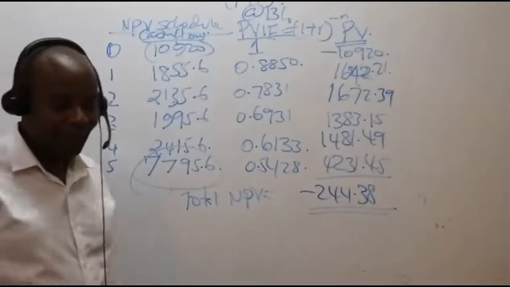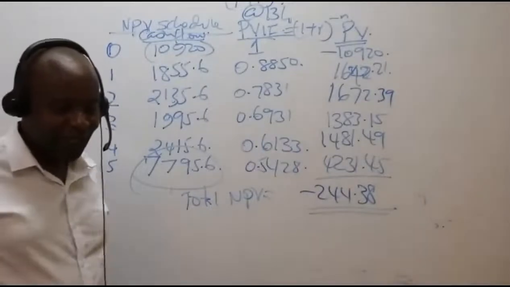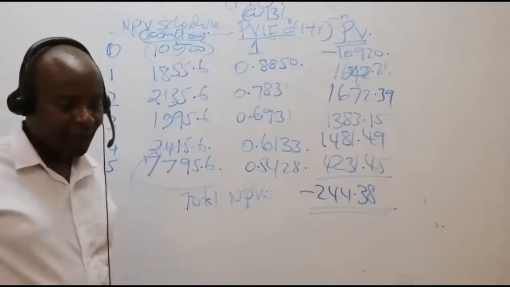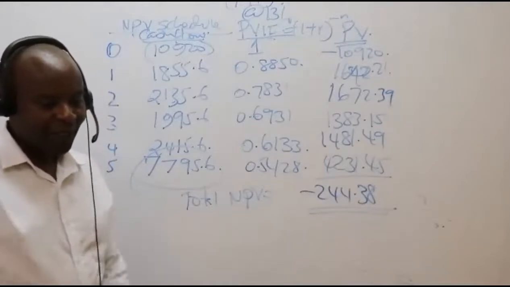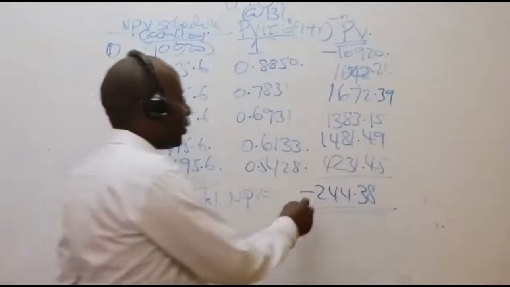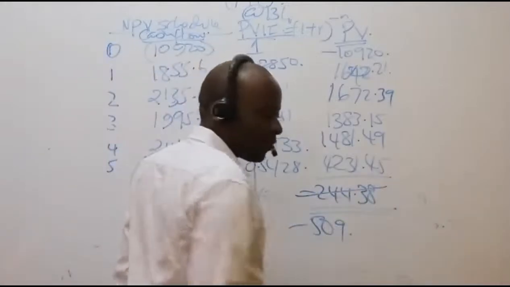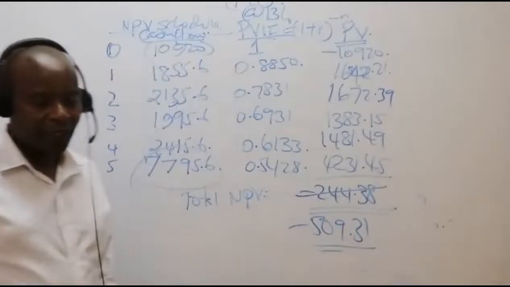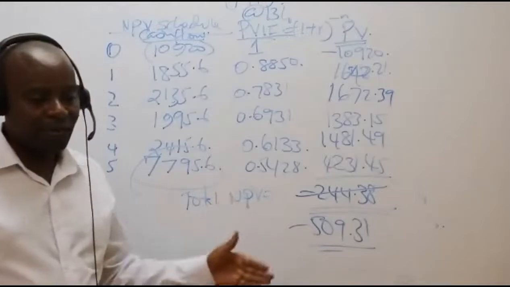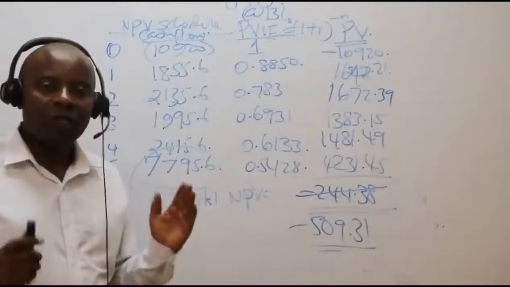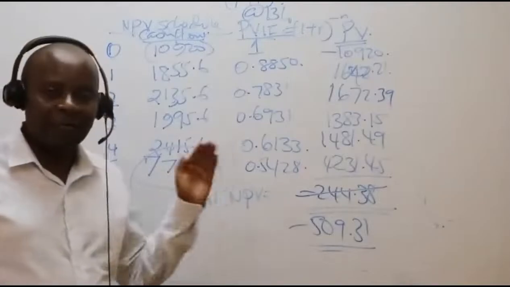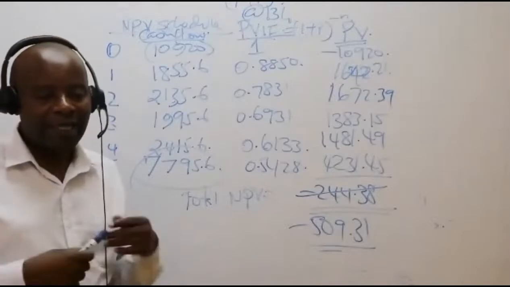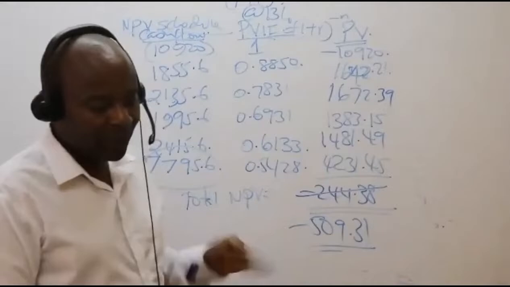Another one says negative 509. I don't know why they're getting different answers. 510 and 509, those are the same. 513, I'll still give you. Quite close. So most students are saying this is supposed to be negative 509.31. And because of NPV being negative, we say straight away, ladies and gentlemen, that this particular replacement decision is not viable. It's a bad one. Reject the replacement decision.